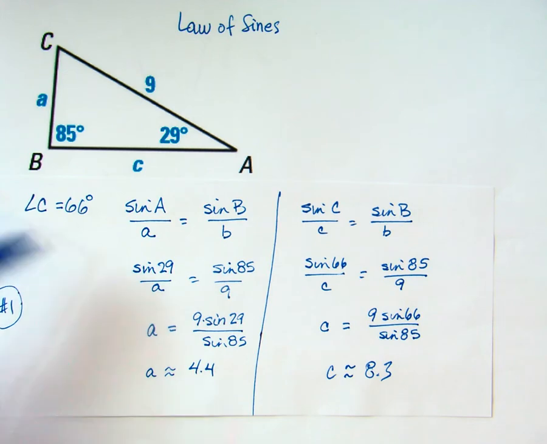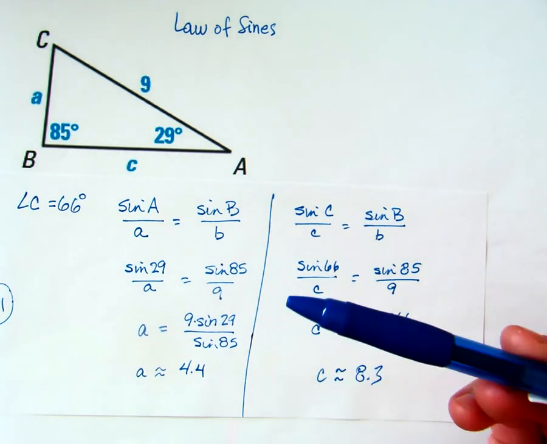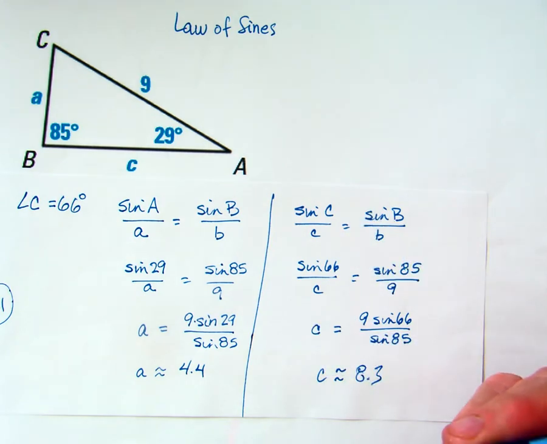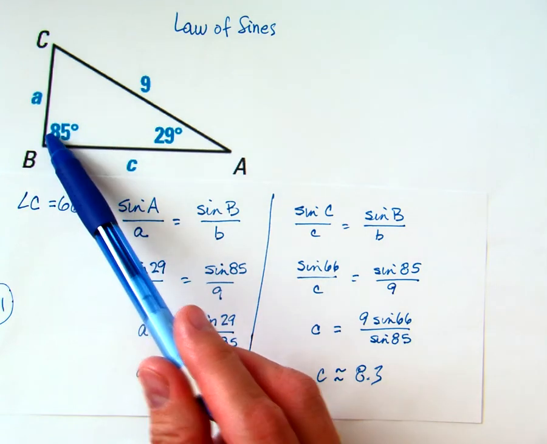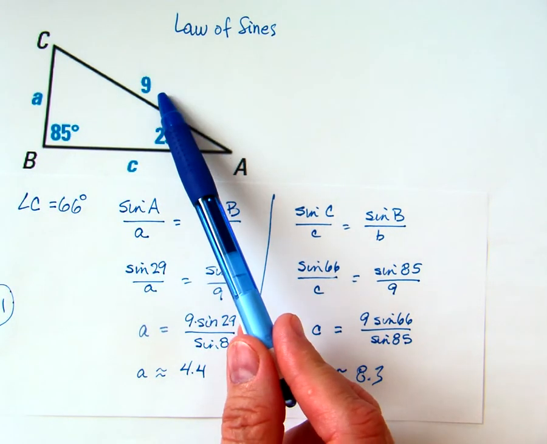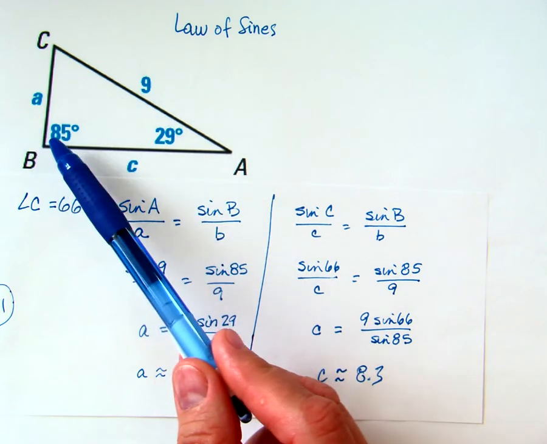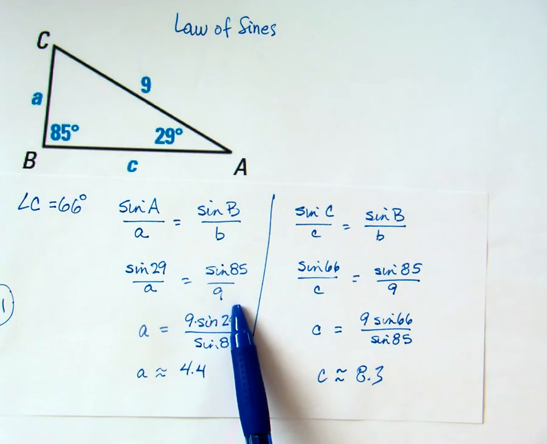is 66 degrees. Okay, now recall, you've got to have an angle and its opposite side to use the law of sines. So you look around here, and you notice that the only place that happens is with angle B and side CA, or side little c. So you have the angle and its opposite side. So we'll use the B couple there.